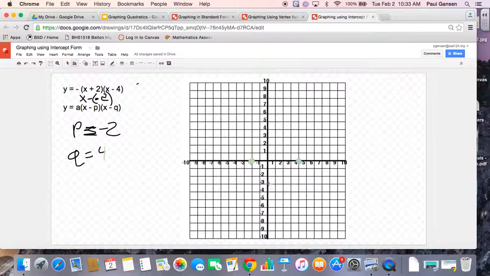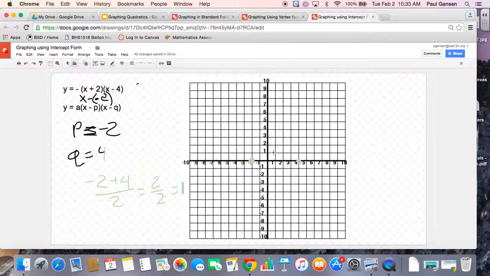We have those points in here. Now we need to find our axis of symmetry. And like I said, we could either count it in, 1, 2, 3, 1, 2, 3, or we could find the average of these. Negative 2 plus 4 divided by 2. Negative 2 plus 4 is 2, over 2. Our axis of symmetry is at 1.